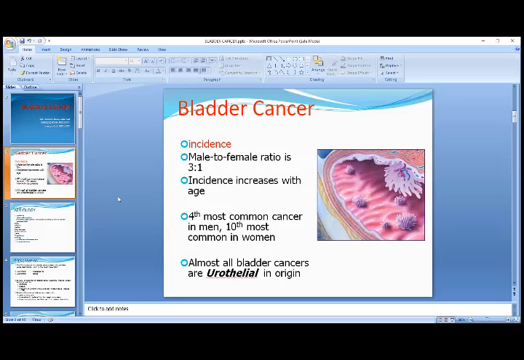Almost all bladder cancers are urothelial in origin. It means it is originating from the urothelium. Urothelium is the lining of the bladder and the ureters and the renal pelvis. So renal pelvis, ureters, and bladder, all of them are lined by the transitional epithelium, which is multi-layered epithelium. So most of them originate from this urothelial epithelium.